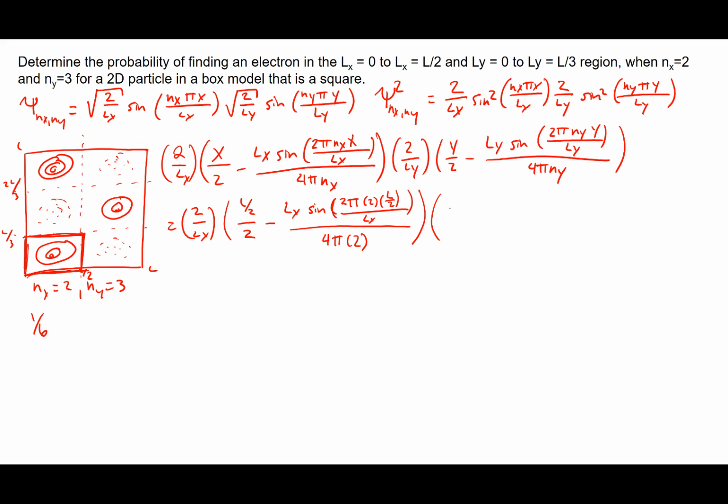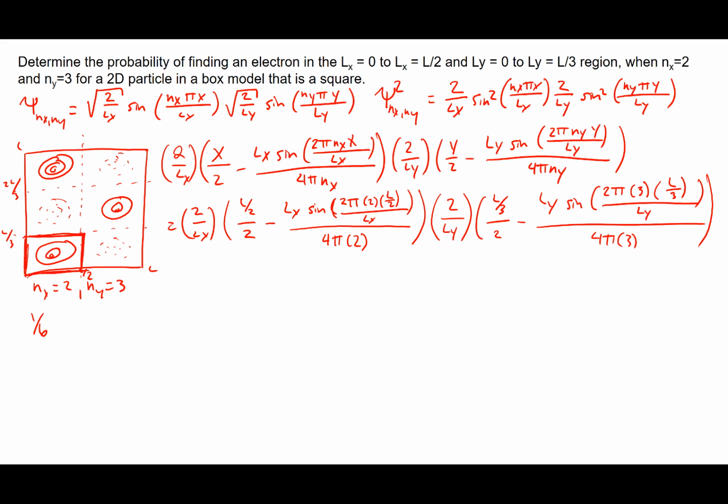And then we have the y part. So that's 2 over Ly times L over 3, so the y position is L over 3 now, over 2 minus Ly times sine of 2 pi times, now the ny value, or sorry, the principal quantum number for the y direction is going to be 3 in this case, times the y position, which is L over 3 over Ly, and all of that is going to be over 4 pi times 3.